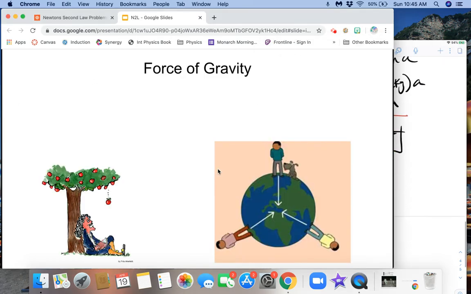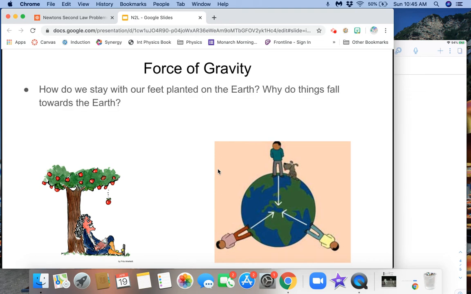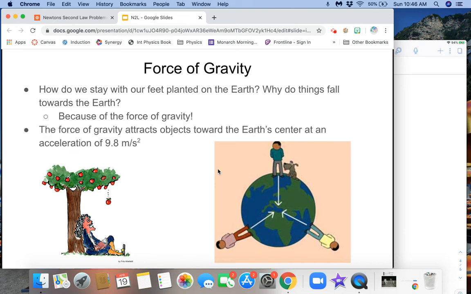Okay, so let's talk about the force of gravity. So force of gravity is how we stay on the earth, right? How do our feet stay planted on the earth? Why do things fall towards the earth? It's because of the force of gravity. It's keeping us on the earth. It's pulling things down toward the center of the earth.